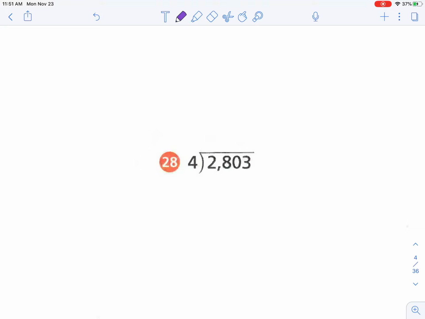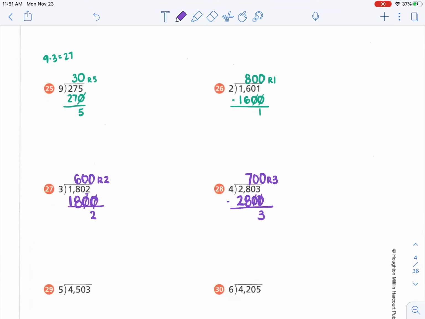Now let's look at 28. You should have turned 2,803 into 2,800. I know that 4 goes into 28 7 times. Then I'm adding my 2 zeros because I had taken them away. And I'm subtracting to get my remainder of 3.